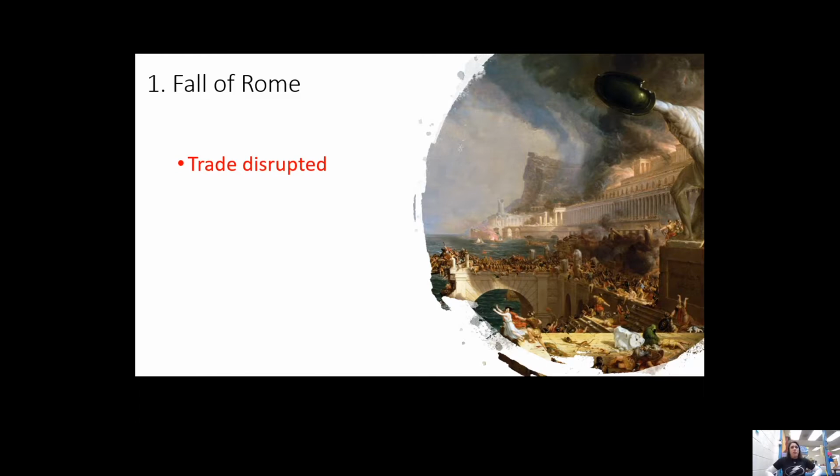Trade was disrupted. When your main city is destroyed, you're not going to be able to do much trading, and that's where you make your money. People are forced to leave the cities. They've got to go to the countryside because this is where these Germans are attacking these cities. That's where the wealth is.